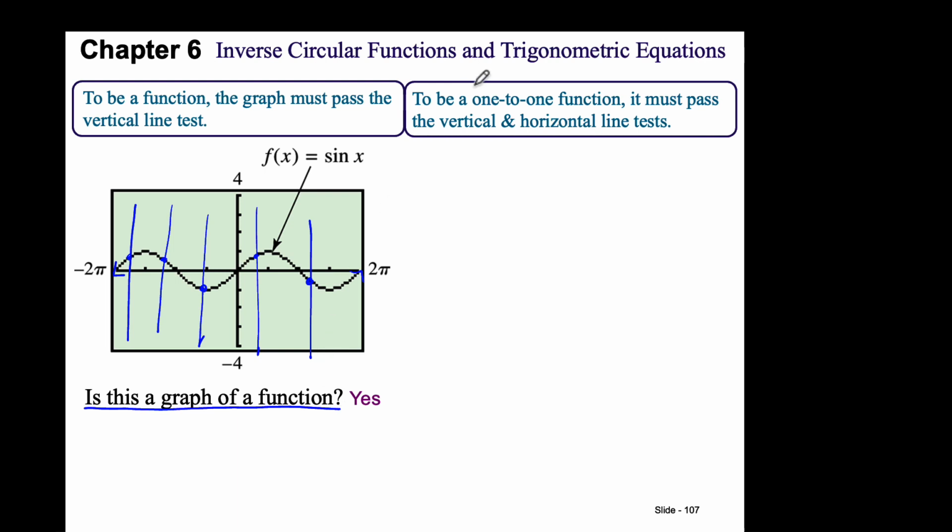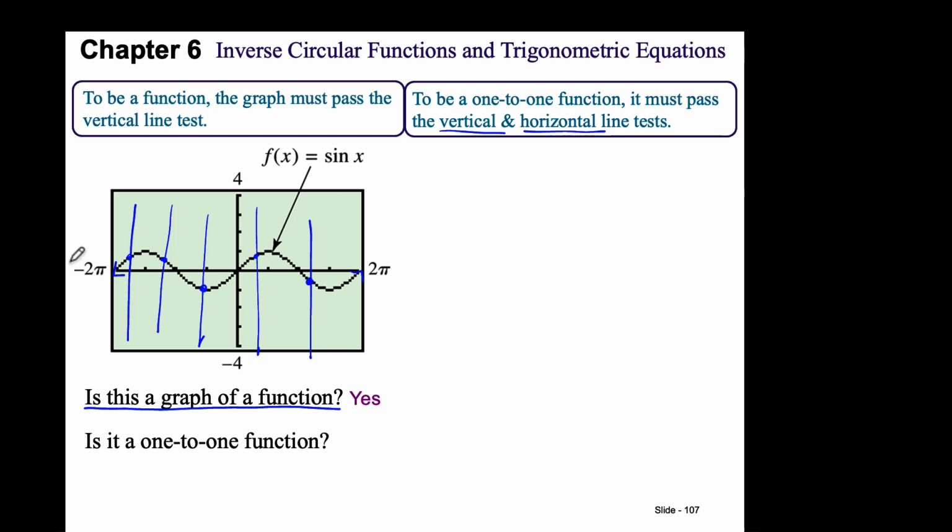To be a one-to-one function, the graph must pass the vertical and the horizontal line test. So using the same graph, let's check, is it a one-to-one function? Well, we already know that it passes the vertical line test, and it also has to pass the horizontal line test. Same requirements: any horizontal line that you draw must intercept the graph exactly once.